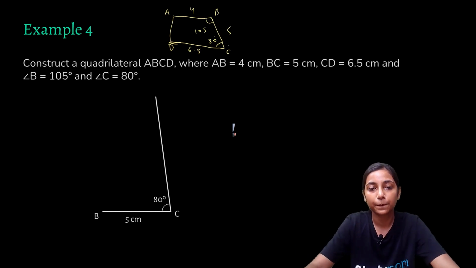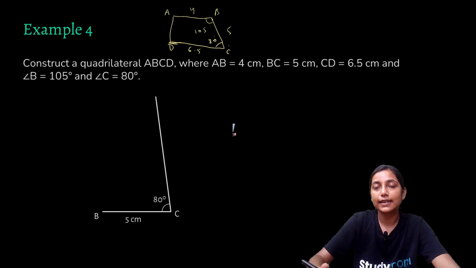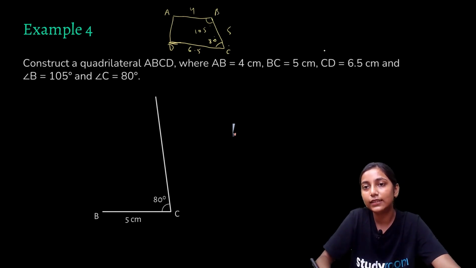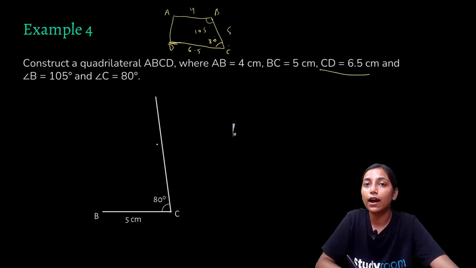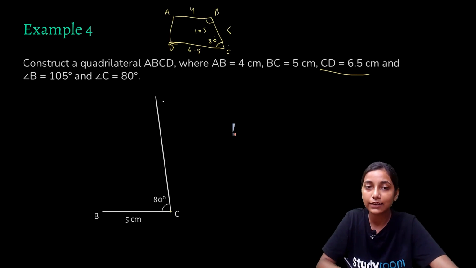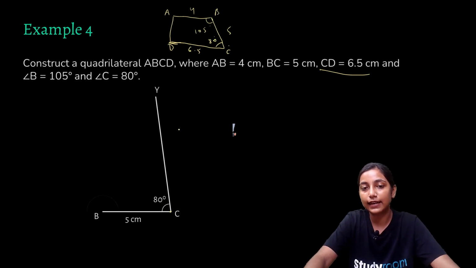Extend this line from C. Now we are given CD to be 6.5 centimeters. Use C as your center and draw an arc of radius 6.5 centimeters. And the point where that arc intersects this extended line from C, that point will be our D point. So this is CY, the extended line.